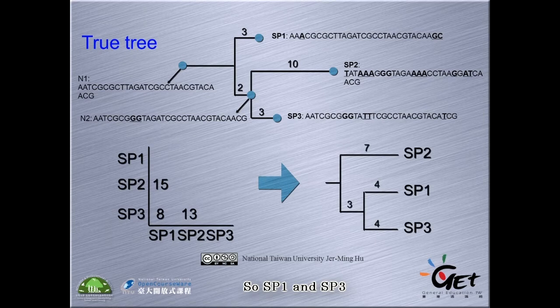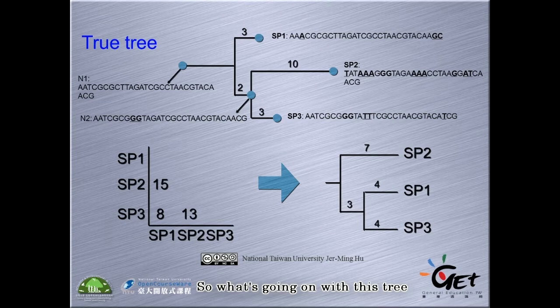SP1 and SP3 will be 8 differences, 3 plus 2 plus 3, right? And SP1 and SP2 will be 10 plus 2 plus 3, which is 15. And the same for SP2 and SP3, so you will have 13 for that particular tree, right? So we make this distance matrix, and from it we can use UPGMA to reconstruct the phylogeny. SP1 and 3 will be together, and then SP2.